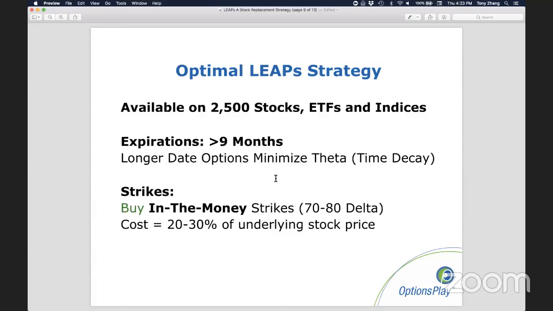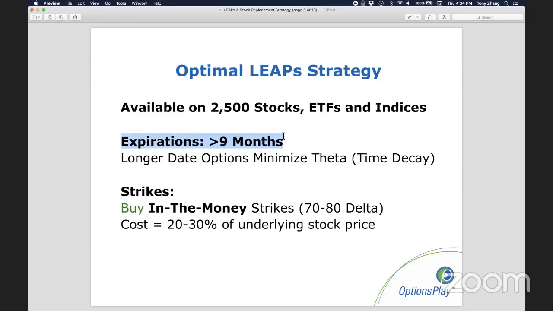So what is the optimal LEAP strategy? I'll illustrate this in the next slide, but number one, like I said, they're available on about 2,500 stocks, ETFs, and indices. So about half of available optionable stocks or ETFs you can trade LEAPS on, which covers, in my opinion, most of the ones that you really need to be trading options on. Like I said, you generally want to trade expirations that are greater than 9 months. That's what we consider a LEAP to begin with.